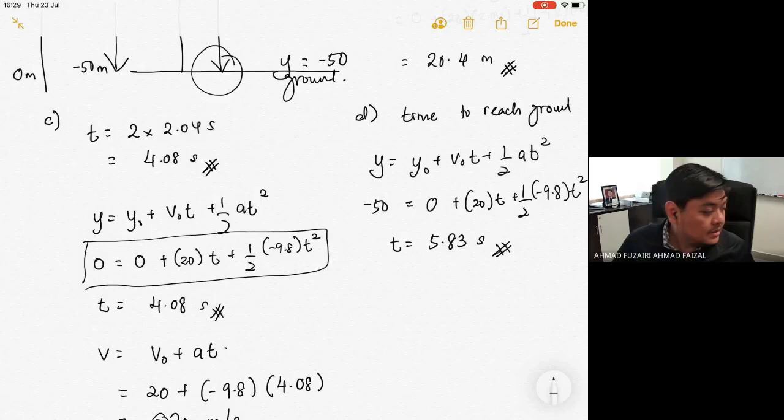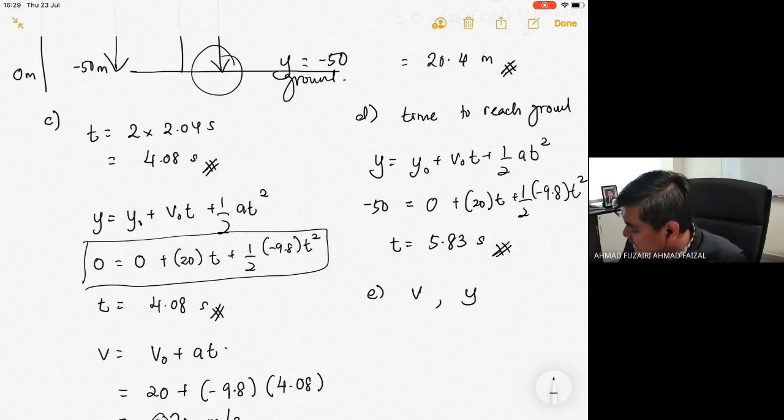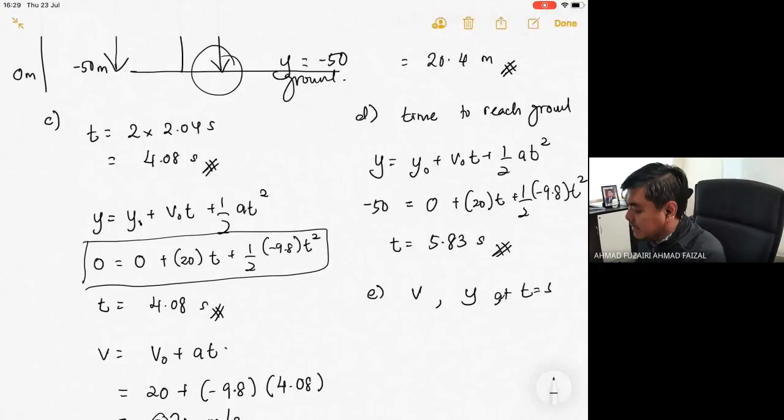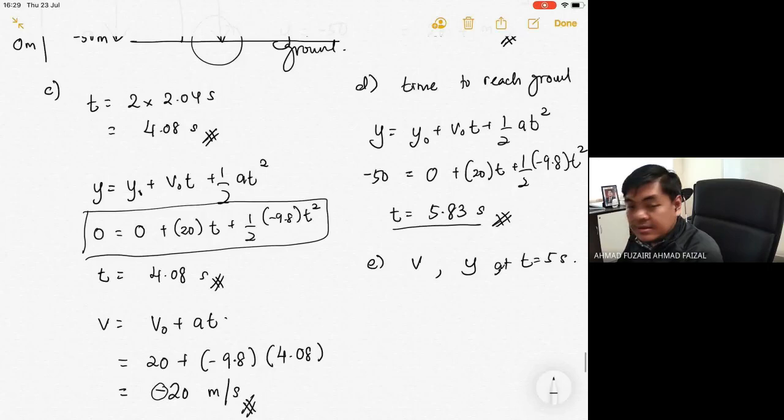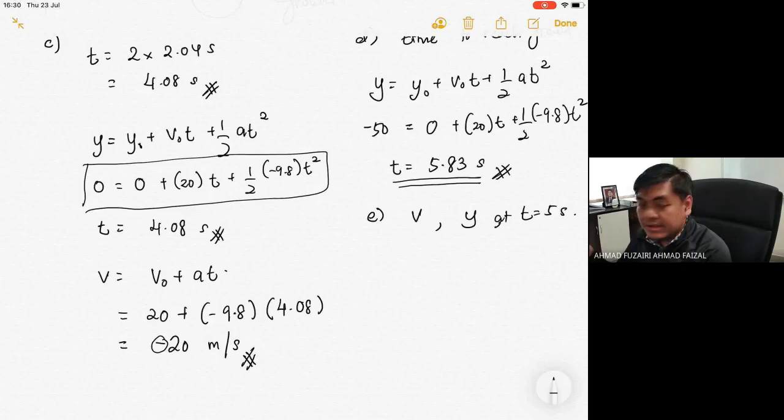And lastly, on part E, the velocity and the position. V and y, the position of the ball at t equals 5 seconds. When you look at the answer from part D, when the ball reaches the ground, the time is 5.83 seconds. So definitely, at 5 seconds, the ball has not fallen on the ground yet. So we need to calculate the final velocity and also the final displacement.